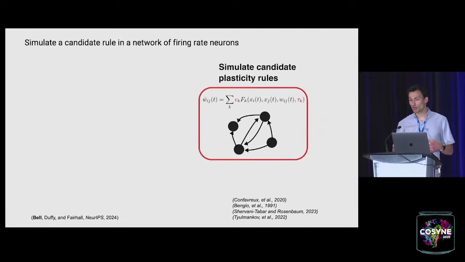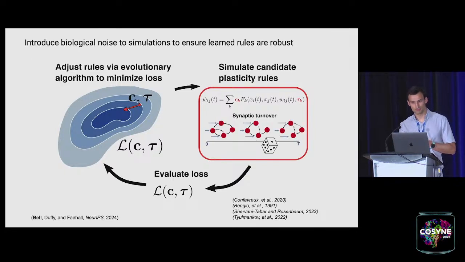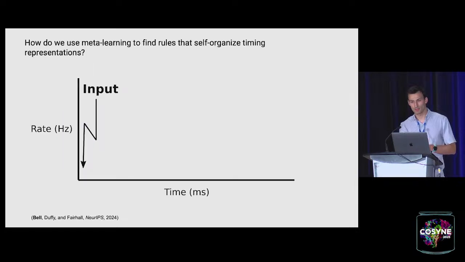We can then take a parameterized learning rule and simulate its effect within a network of firing rate neurons, evaluate the resulting dynamics with respect to some loss function, and then use that loss with a supervised learning procedure to adjust the coefficients and time constants. And we'll do this iteratively until the loss converges. To ensure we learn rules that are robust to biological noise, we can simulate networks with random synaptic turnover, a process by which existing synapses die and new ones are born with some small probability.